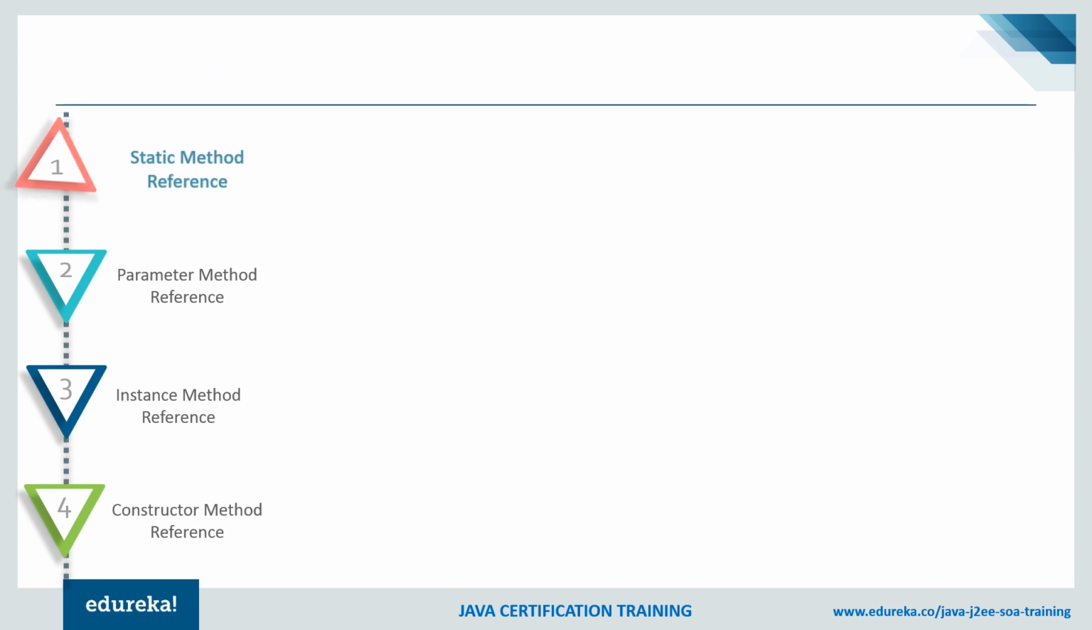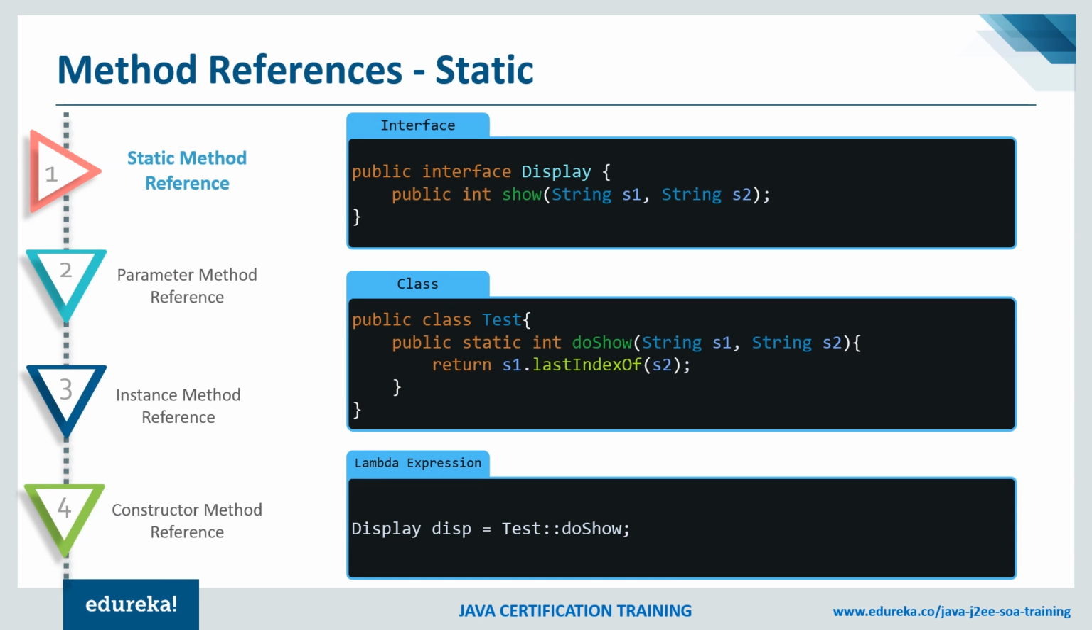So guys, when we are talking about a static method reference, we have an interface. To be precise, it's a functional interface. We write down a class and we define a method. So let it be, for instance, a static method: public static int doShow. Now you see the inputs to the doShow method exactly match the signature of your show method.